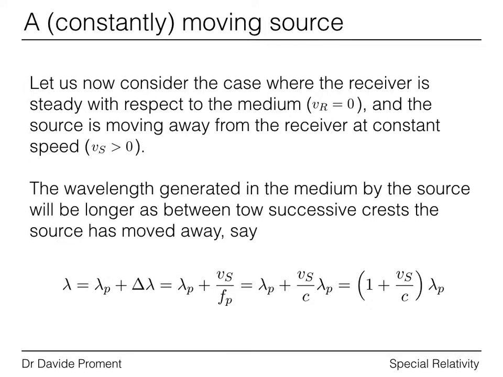Then we considered the case of a moving source and a steady receiver with respect to the medium. Here, the wavelength of the signal transmitted in the medium decreases according to the formula for a source moving towards the receiver.